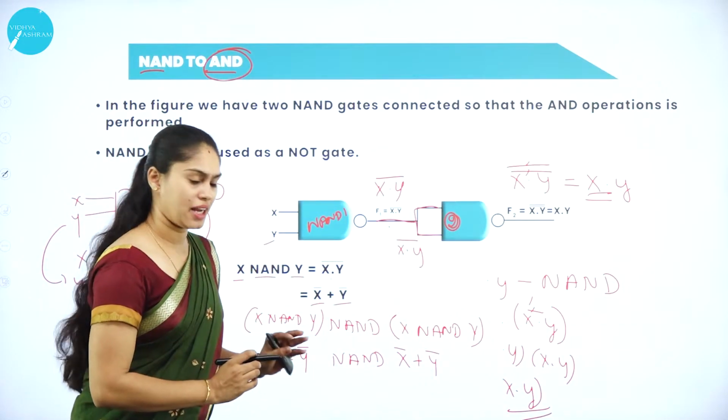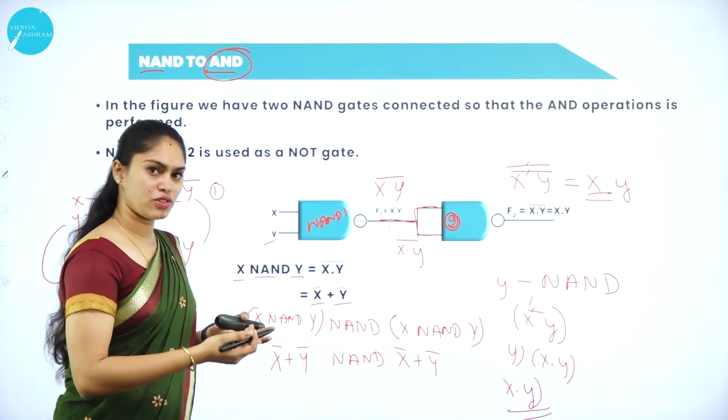Okay, so these two are the inputs. I am using a NAND gate. How am I going to write the NAND gate?